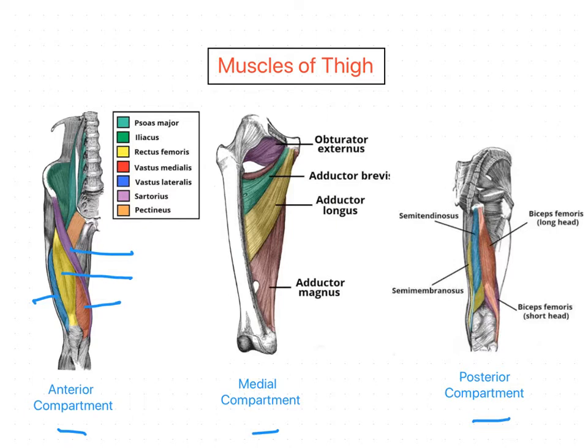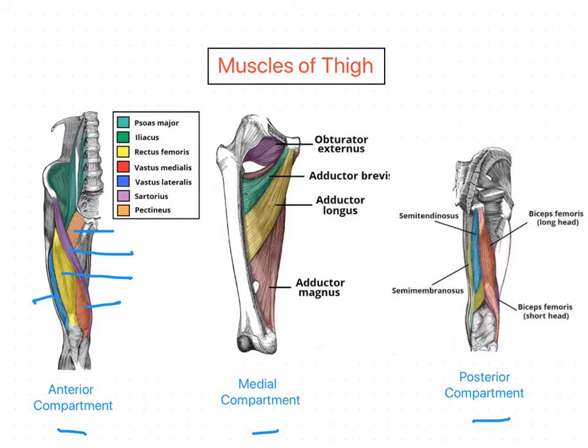How many major muscles will I find? Also another muscle called pectineus. This one is pectineus. So the rectus femoris, vastus medialis, vastus lateralis and intermedius are a group of four muscles which we will simply call the quadriceps. So the quadriceps muscle, pectineus and sartorius are all present on the anterior aspect of the thigh.